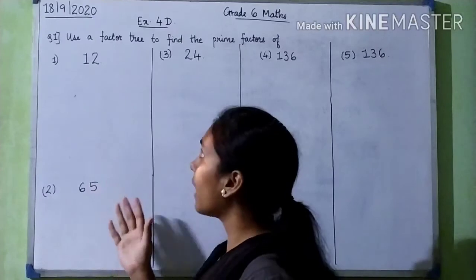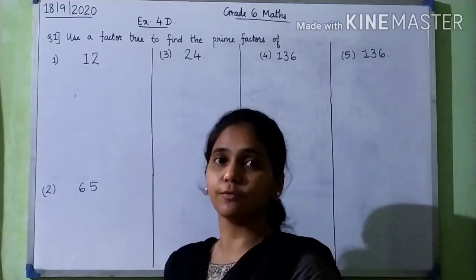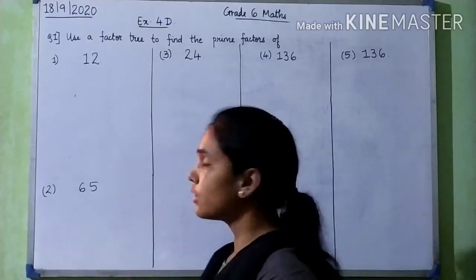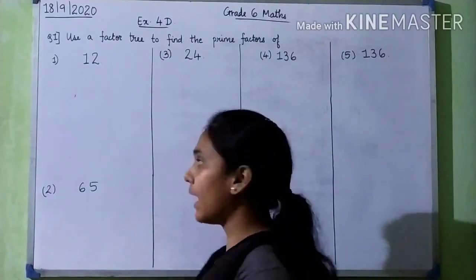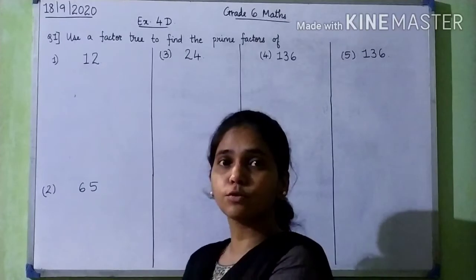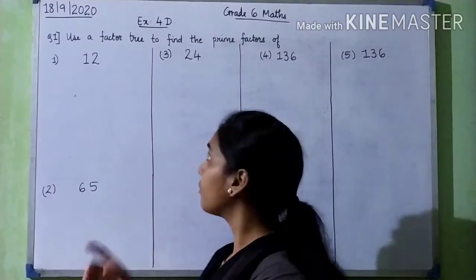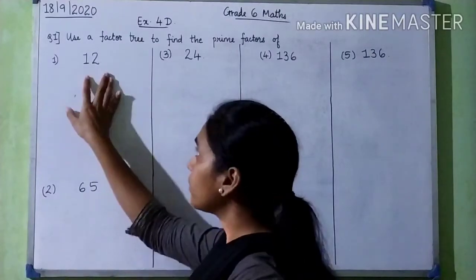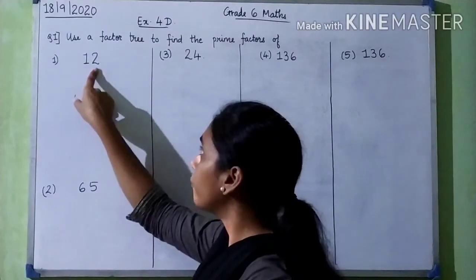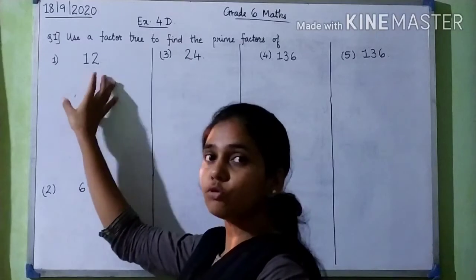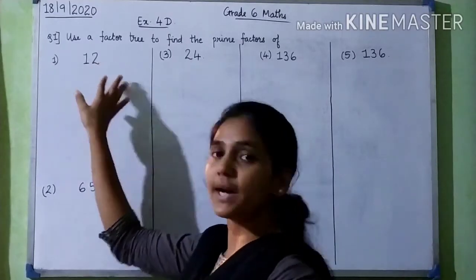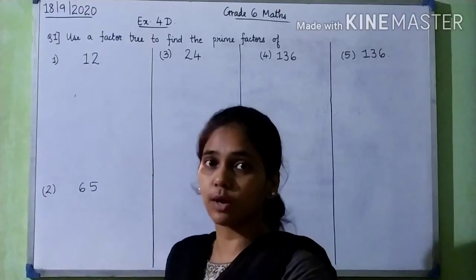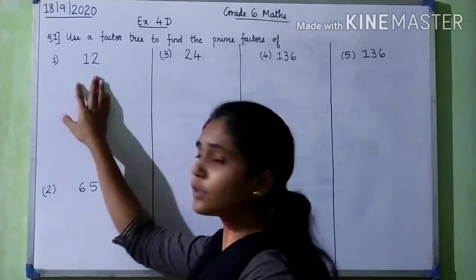The other method is repeated division, and repeated division and the factor tree are somewhat similar. I will show you repeated division also, but here in this question they have told us to use the factor tree diagram. The number is 12. What are the factors of 12? We have to go on dividing 12 by the smallest number after 1, which is 2.